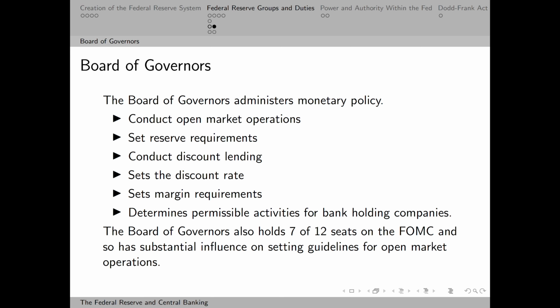Now, what the Board of Governors does is administer monetary policy. They conduct open market operations, they set reserve requirements, they conduct discount lending, they set the discount rate, and they set margin requirements. They also determine permissible activities for bank holding companies. The Board of Governors also holds 7 of 12 seats on the Federal Open Market Committee, so it does have by far arguably the most concentrated influence on setting guidelines for open market operations.